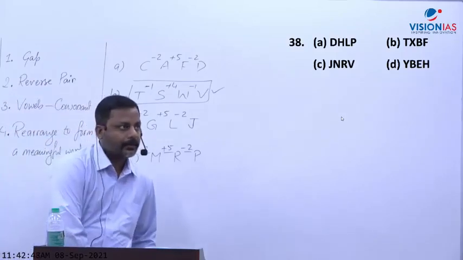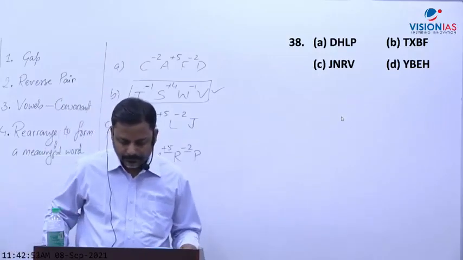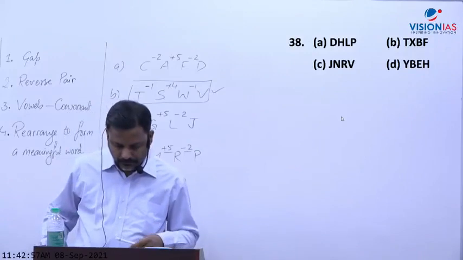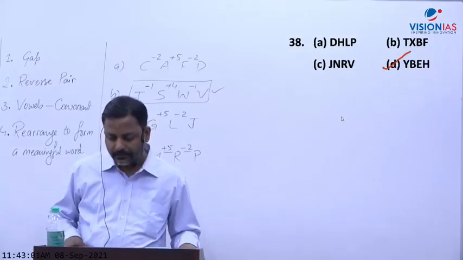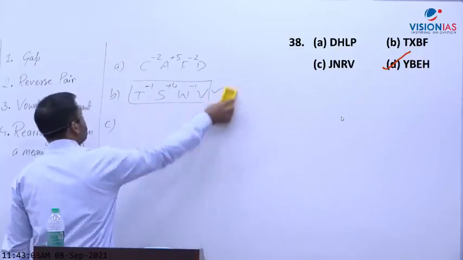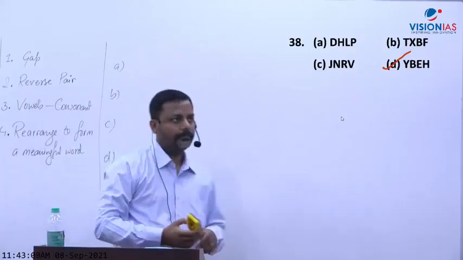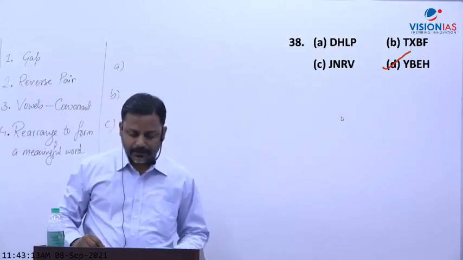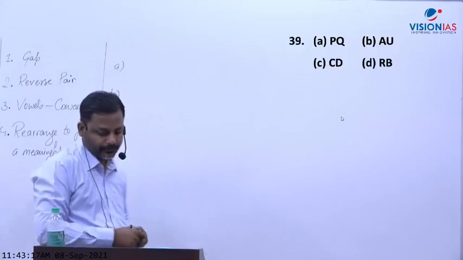Yes, so the answer of question number 38 is option D. The rest have a difference of 4. But in option D, there is a difference of 3 letters. Okay? Yes, so the right option is option D. Come to question number 39.